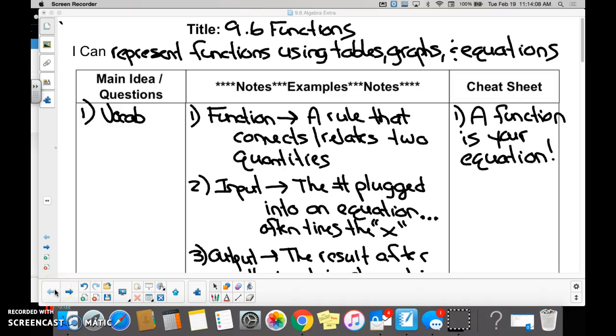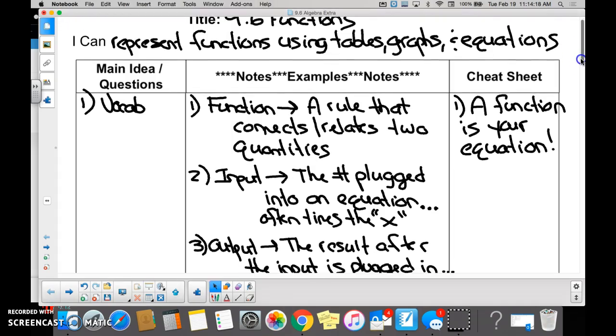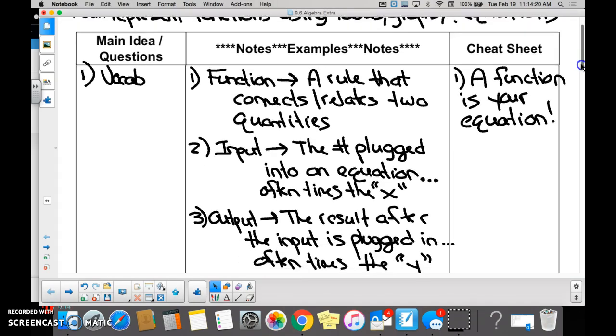9.6 functions. I can represent functions using tables, graphs, and equations. Yes or no? Can you represent functions? Yes. You look at a table, you look at a graph, you look at an equation, you should be able to figure out if you have a function or not.